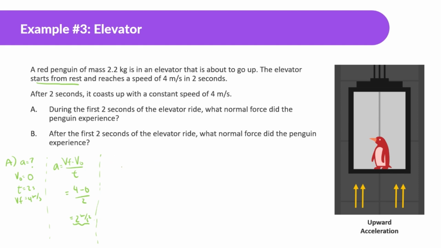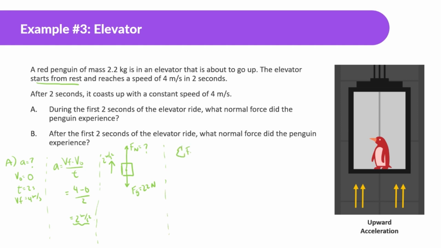So first of all, let's draw out this penguin as a box. The force of gravity of this penguin is going to be 2.2 times 10, which is 22 newtons. We don't know the normal force. We don't know how much he's going to be squeezed in that elevator. But we do know that this penguin is going to be accelerating up 2 meters per second squared.